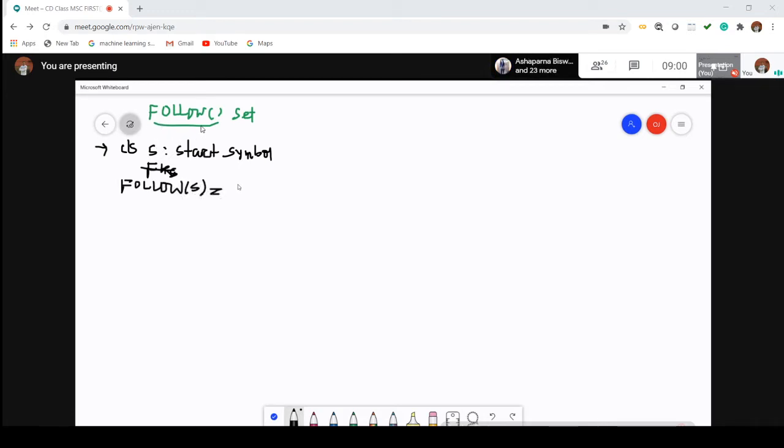In our example, E is the start symbol. Hence the follow of E is equal to $. Rule number 1 is completed: whichever is the start symbol, follow of that symbol is equal to $.